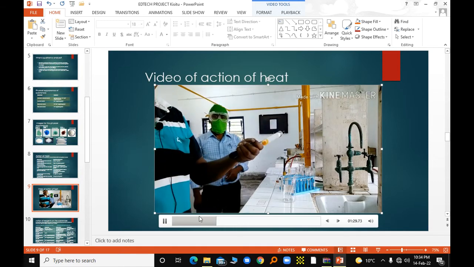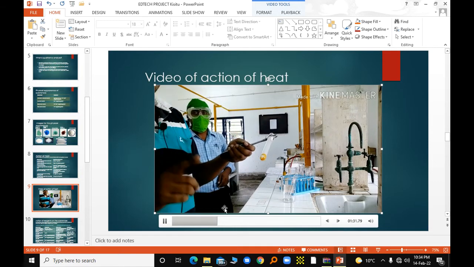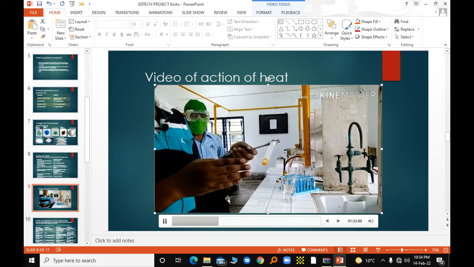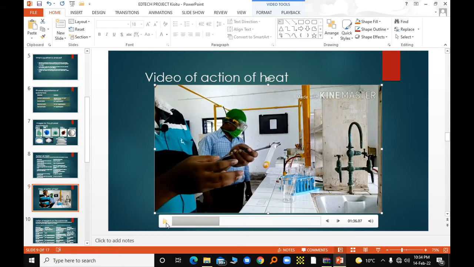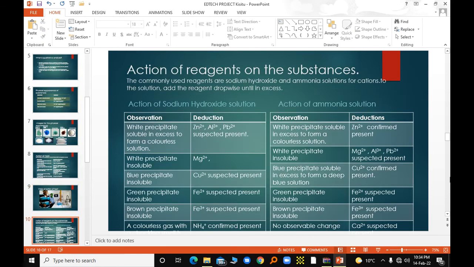That one, lead nitrate. Lead nitrate on heating, it converts into lead oxide, that one yellow. So that's it. The video continues to explain what happens on heating. Let me move to the next slide.